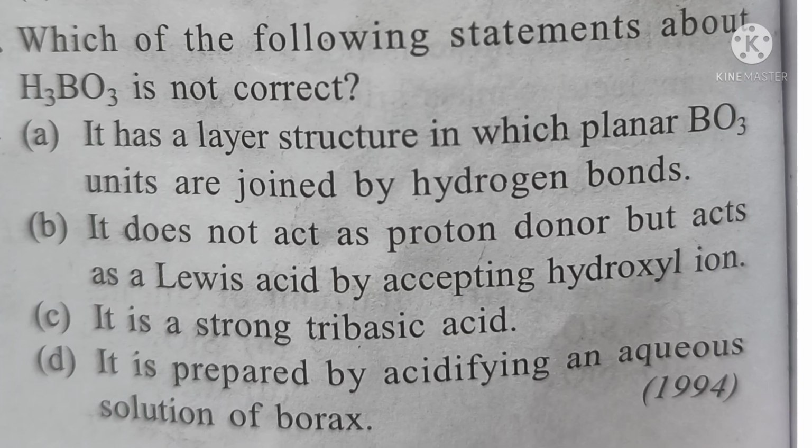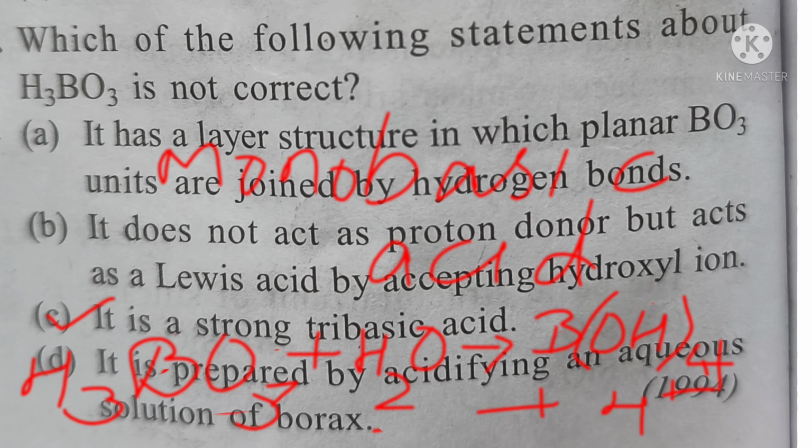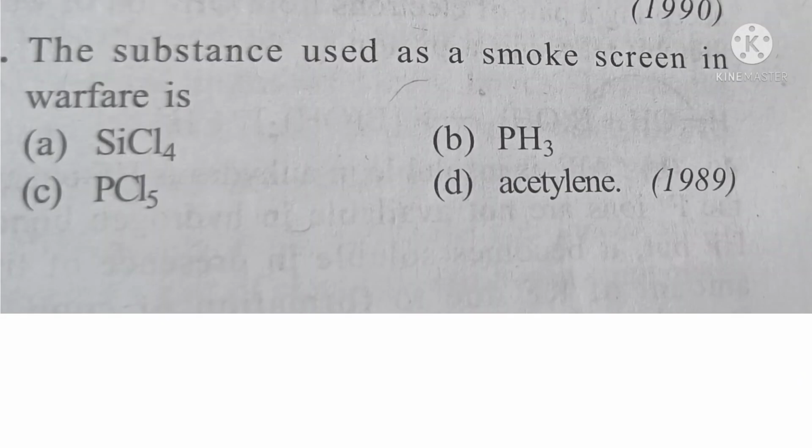Which of the following statements about boric acid is not correct? So it is a strong tribasic acid. This statement is not correct. It is actually a monobasic acid. It acts as a Lewis acid and takes electrons from OH negative of water and releases one proton. Because it releases one proton, it's monobasic.